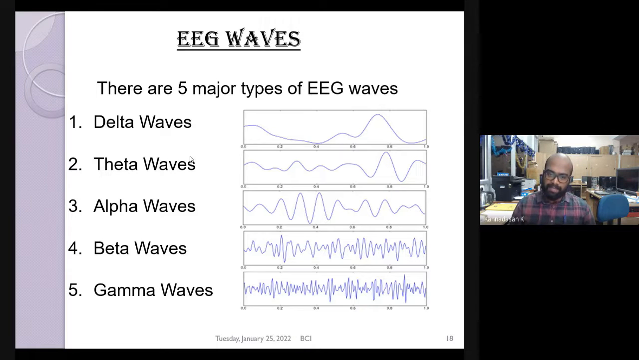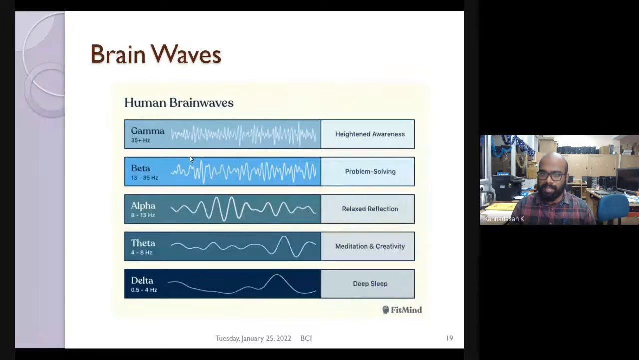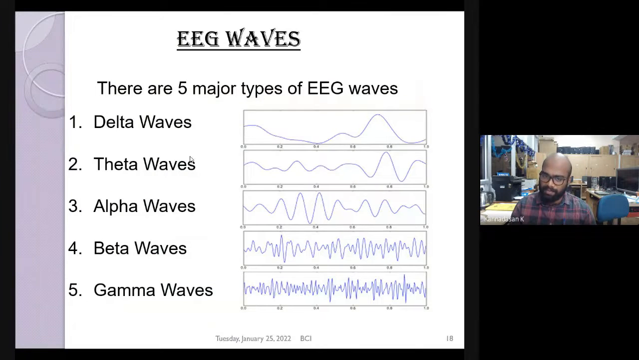That is delta wave, theta wave, alpha wave, beta, and gamma. Most of you might be knowing about this frequency of the signal. I hope you all know about this. What is the frequency of the signal? How many peaks a particular signal is getting in 1 second. That is called the frequency of the signal. So based on that, it is divided into 5 types.